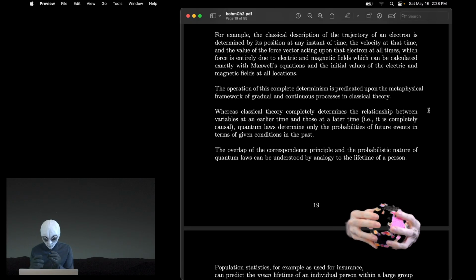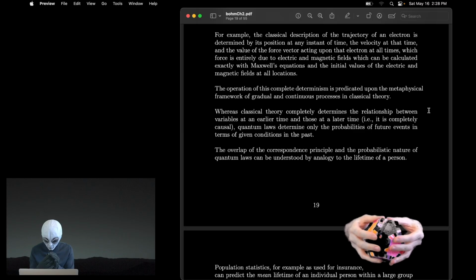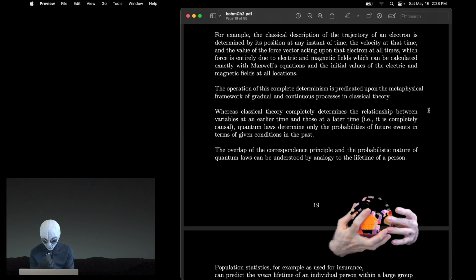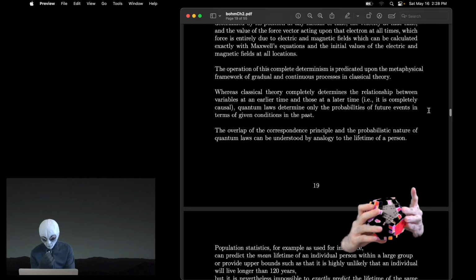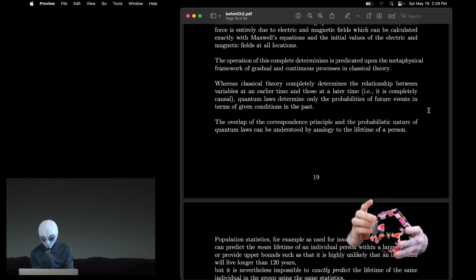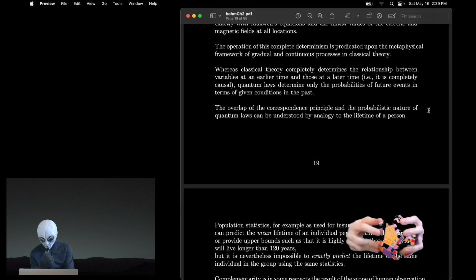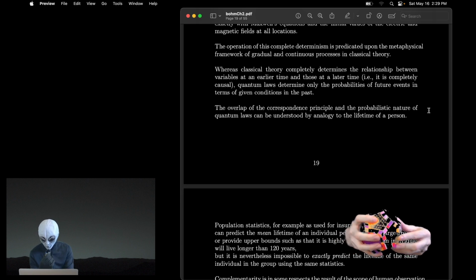The operation of this complete determinism is predicated upon the metaphysical framework of gradual and continuous processes in classical theory. Whereas classical theory completely determines the relationship between variables at an earlier time and those of a later time, that is, it is completely causal, quantum laws determine only the probabilities of future events in terms of given conditions in the past.